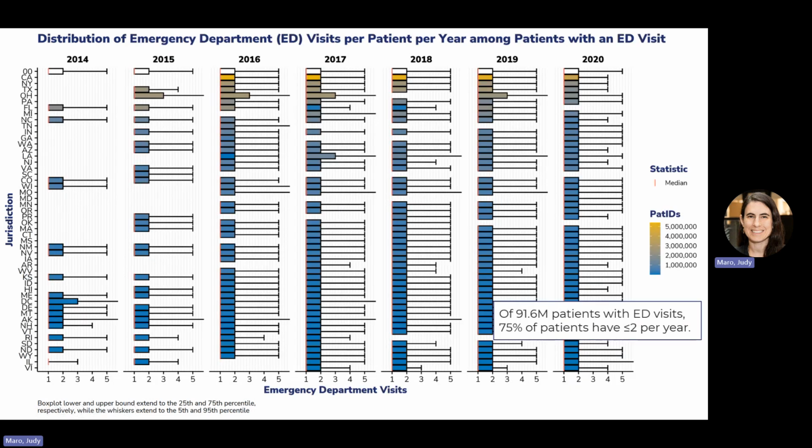So this is a similar graphic that's showing you the distribution of emergency department visits per patient per year among patients who have at least one emergency department visit. And of 91.6 million patients with at least one emergency department visit, 75% of these patients have less than or equal to 2 visits per year. And so here you can see that the numbers are really, in this case, not as heterogeneous across populations. The interquartile ranges are quite stable. And so there's nothing that appears to merit further investigation.